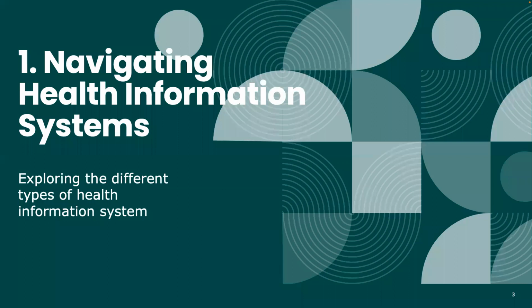So the topic we're going to talk about today is health information systems, or HIS. I'm going to start in this first section by taking you through a wide range of different types of health information systems so you can better understand the differences between each type of system. And then in the second half of the presentation, I'm going to zoom in on three particularly important types of health information system, which are HMISs, electronic medical records, and trackers.